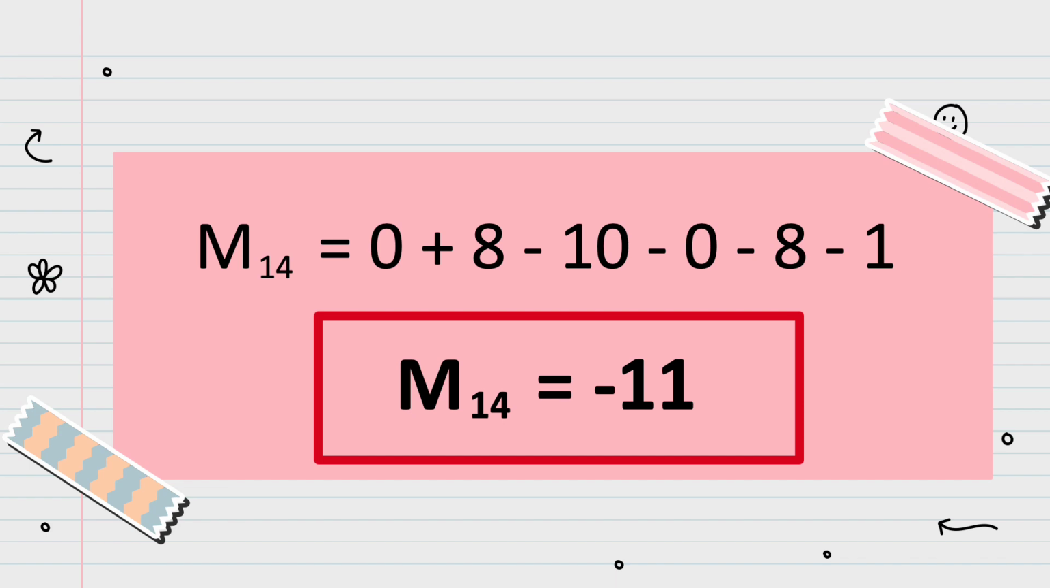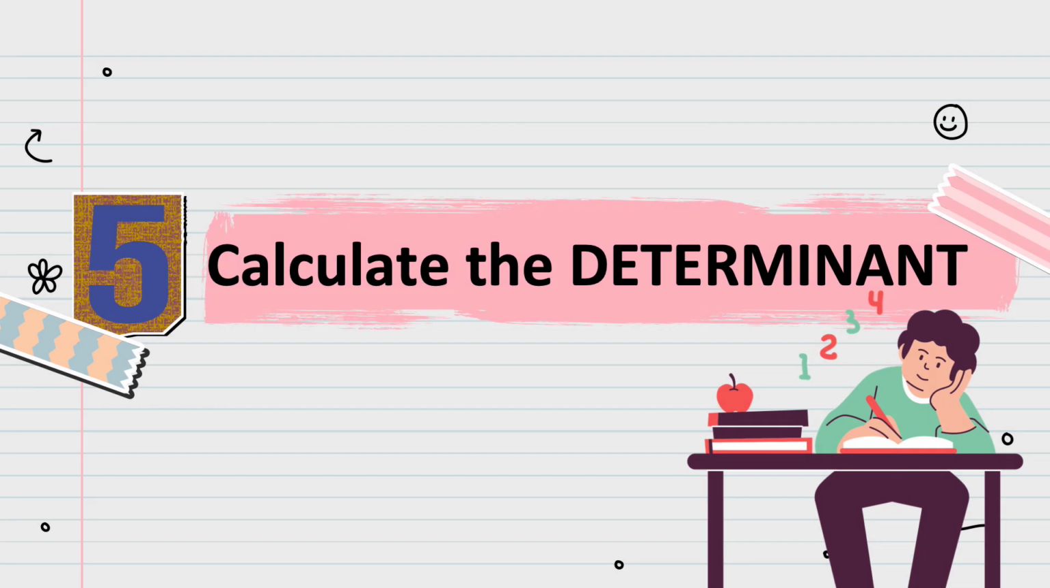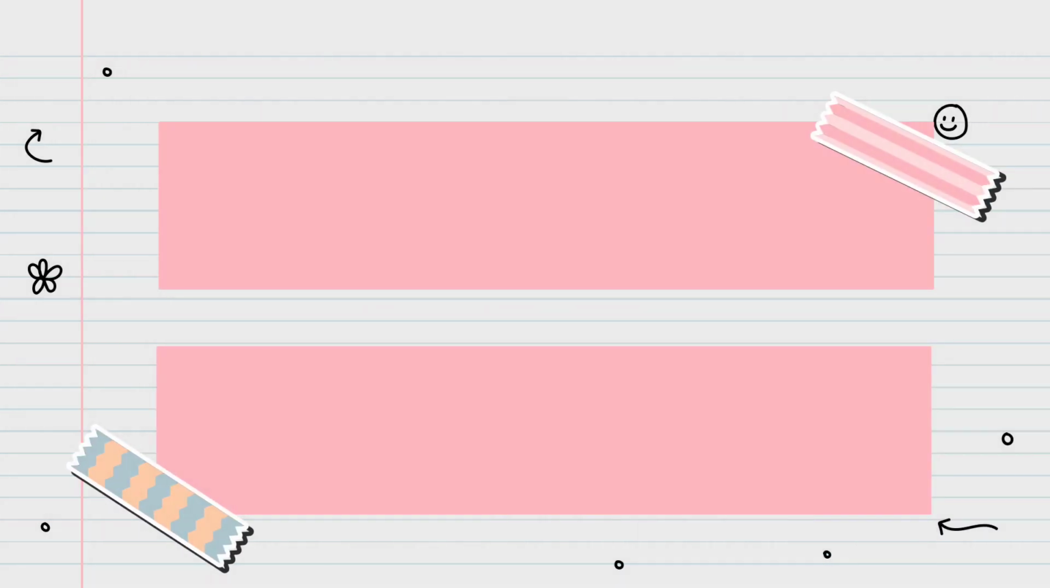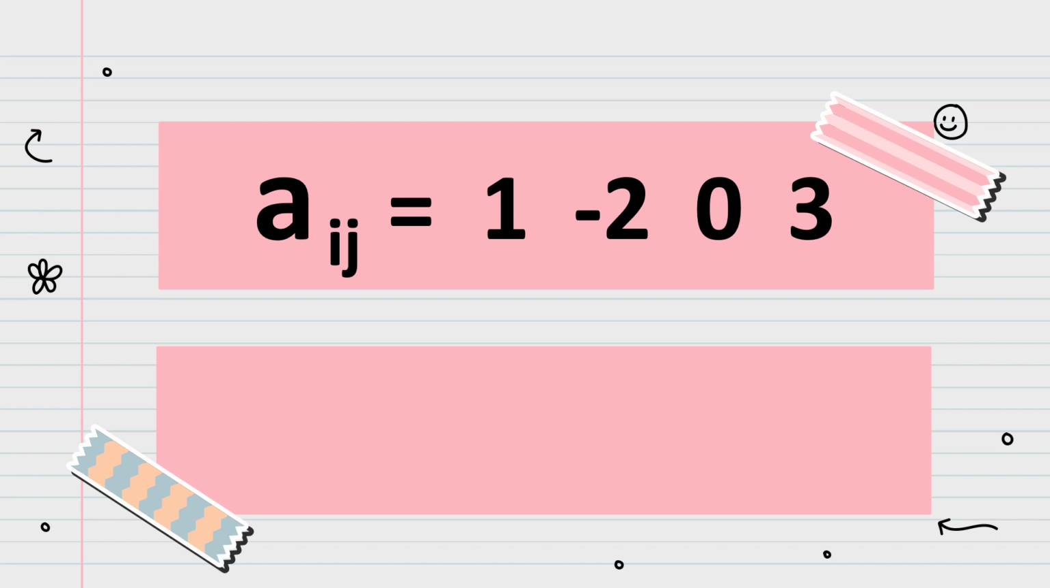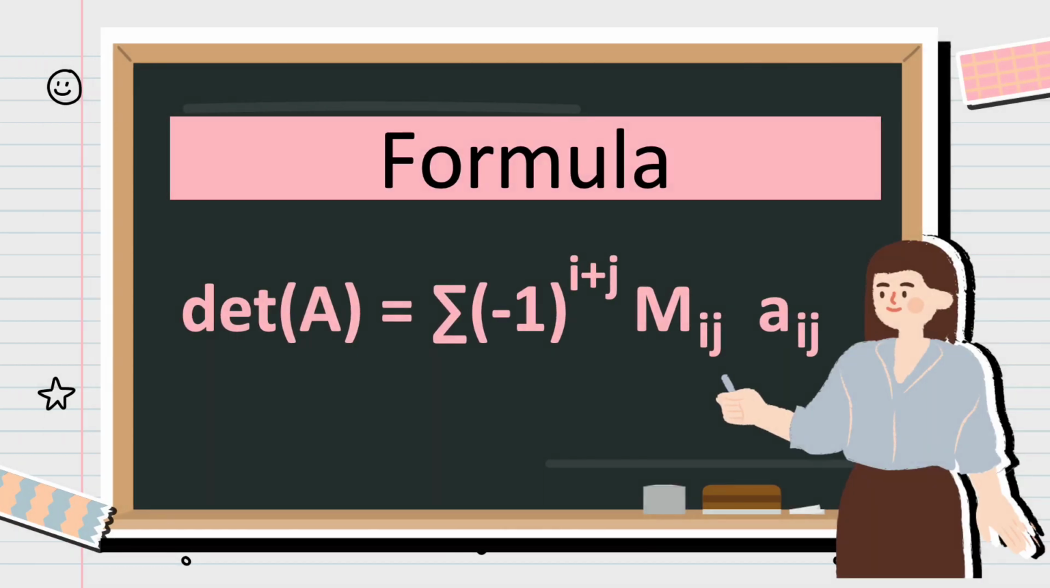So after getting all the values that we will need, we will now proceed to our last step, which is to calculate the determinant for A. So again, Aij is equal to 1, negative 2, 0, and 3, while Mij is equal to negative 23, negative 32, negative 5, and negative 11. And again, for our formula, we have the determinant of A is equal to summation of negative 1 raised to i plus j times Mij times Aij.